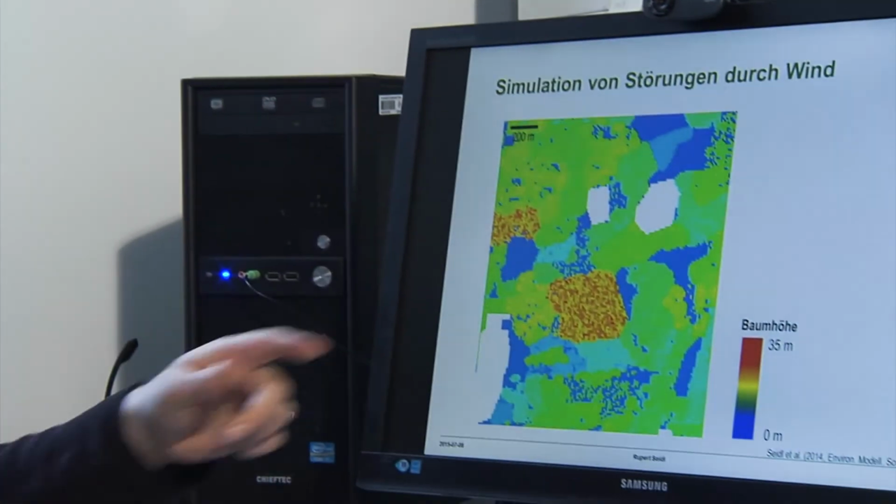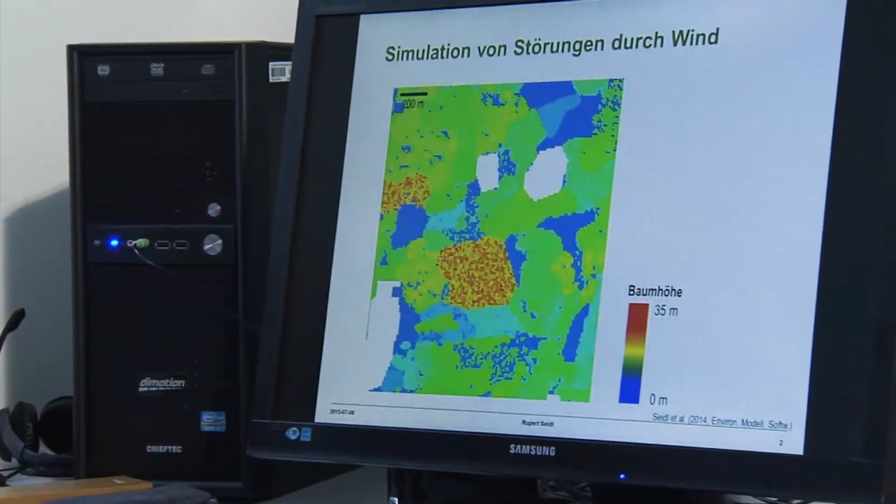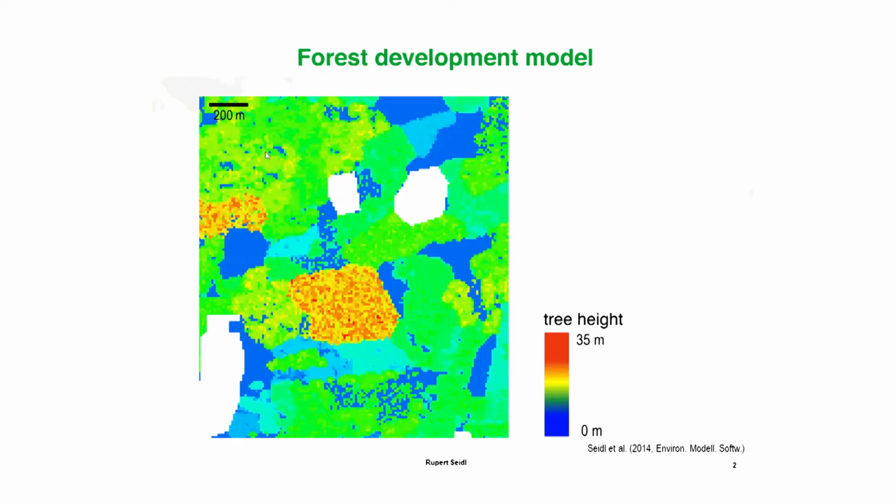This is an example of a windthrow that we simulated with a forest development model. What we see here is a part of the forest landscape. Tree heights are color-coded. The warmer the colors, the taller the trees. We see an old-growth forest with very tall trees surrounded by few stands with lower height.